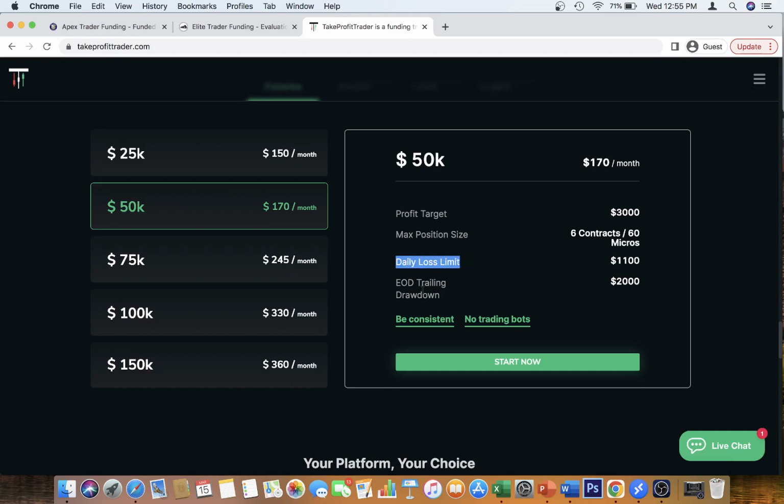If it wasn't end of day, you might blow up your account. If you went from $50,000 to $54,000, and then your account went down from $54,000 to $52,000, if it wasn't end of day drawdown, you would blow the account. But since it's end of day trailing drawdown, you would not have blown the account. So it's important to understand how trailing drawdowns impact your account.